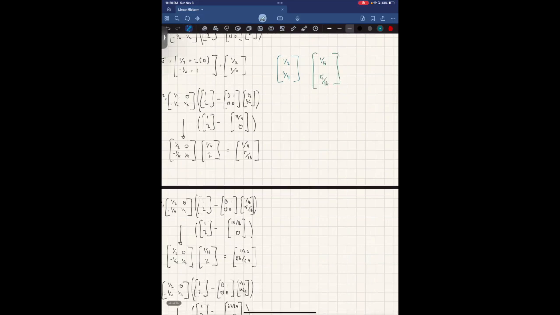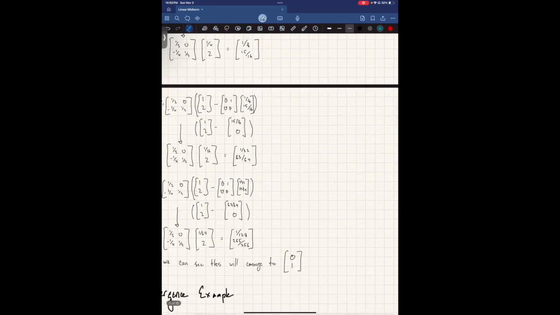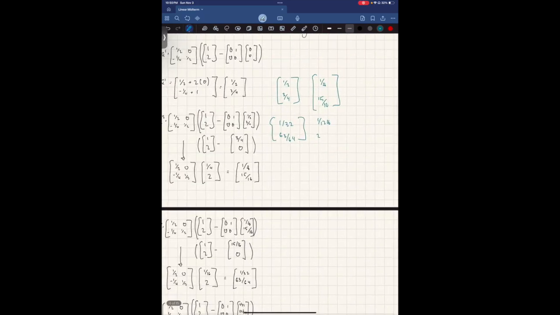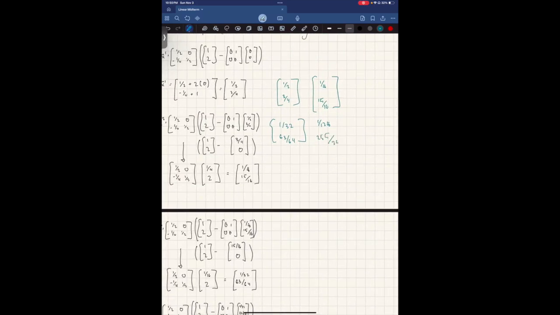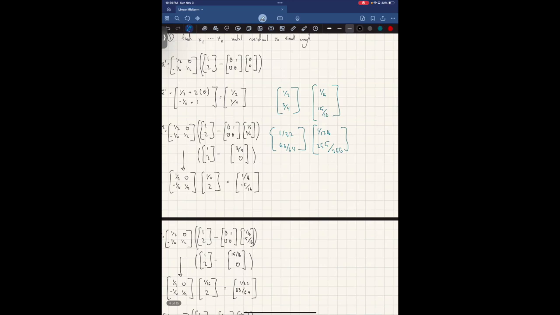And then we go to 1/32 and 63/64 before finally going to 1/128 and 255/256. And what we can see throughout these 4 iterations is each time these values are growing by a factor of 4 closer to their respective results.